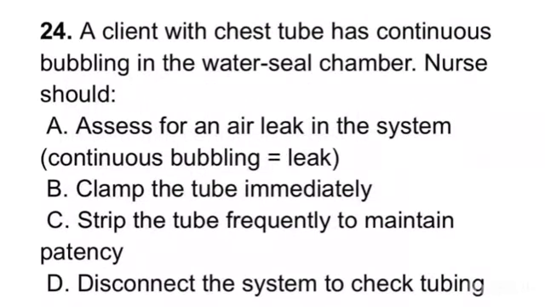24. A client with chest tube has continuous bubbling in the water seal chamber. Nurse should A. Assess for an air leak in the system, continuous bubbling equals leak. B. Clamp the tube immediately. C. Strip the tube frequently to maintain patency. D. Disconnect the system to check tubing.